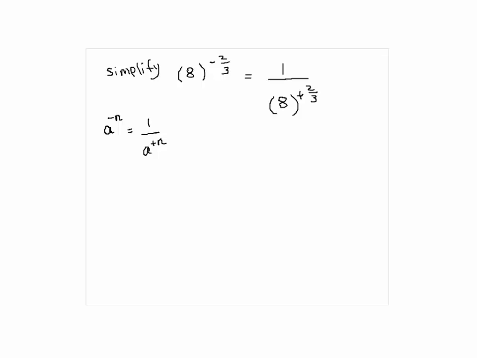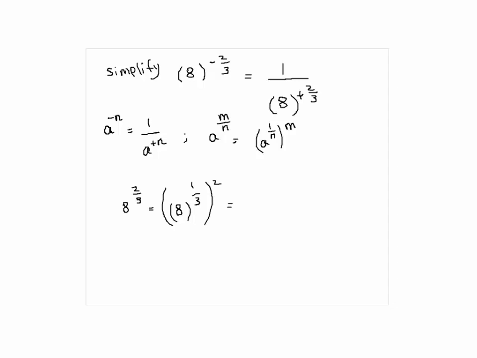Okay, so now we need to know what 8 to the power of 2/3 is equal to. Here we can use the property that we learned before. If I have a to the power of m over n, I can write this as a to the power of 1 over n, and then the whole thing to the power of m. So in this case, I can write it as 8 to the power of 1/3 and then raise it to the power of 2, that would be the same thing.